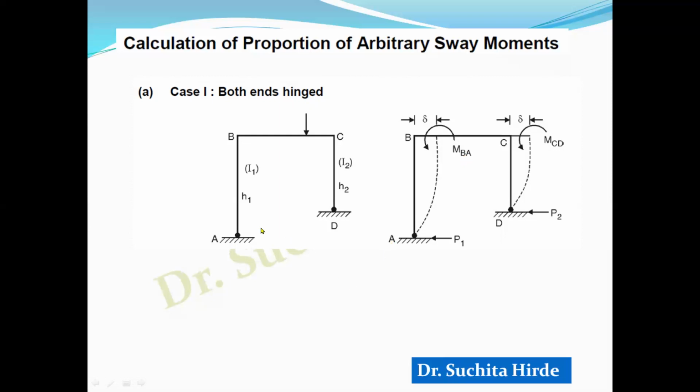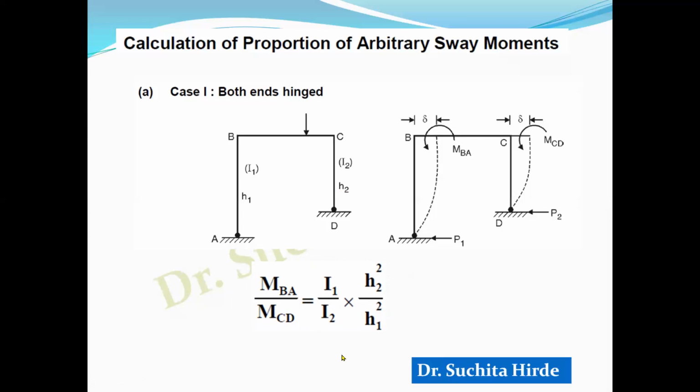So in this case, when both ends are hinged, we assume the proportion MBA upon MCD. MBA upon MCD is equal to I1 upon I2 into H2 square upon H1 square, where I1 and H1 are the properties of the first column and I2 and H2 are the properties of the second column. So using this ratio, we can assume the imaginary moment. When both ends are hinged, this is the proportion in which we have to assume the sway moment.